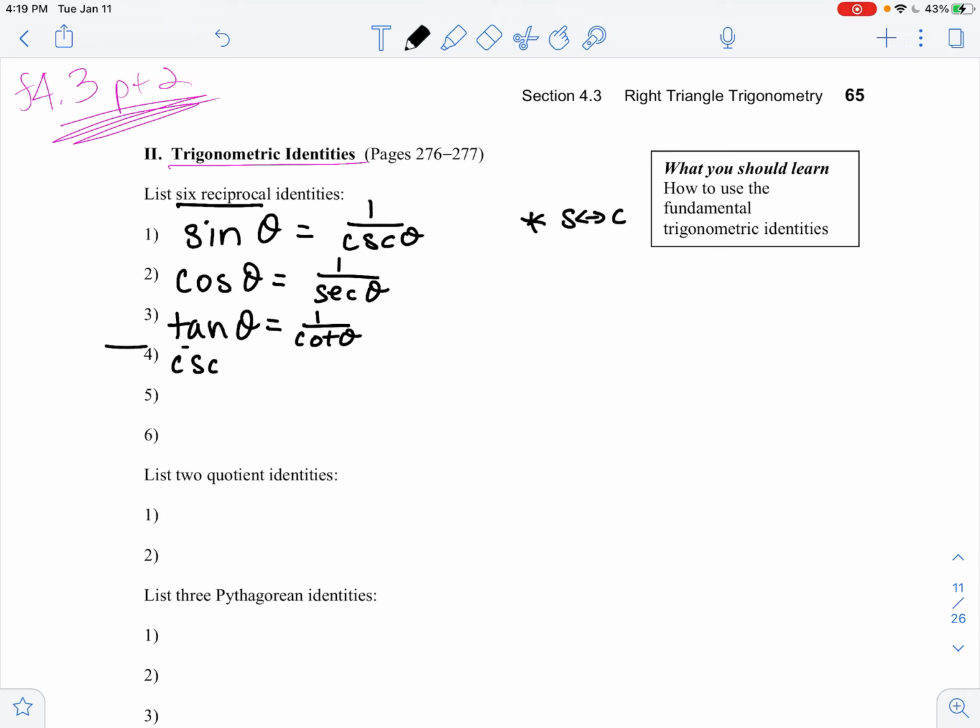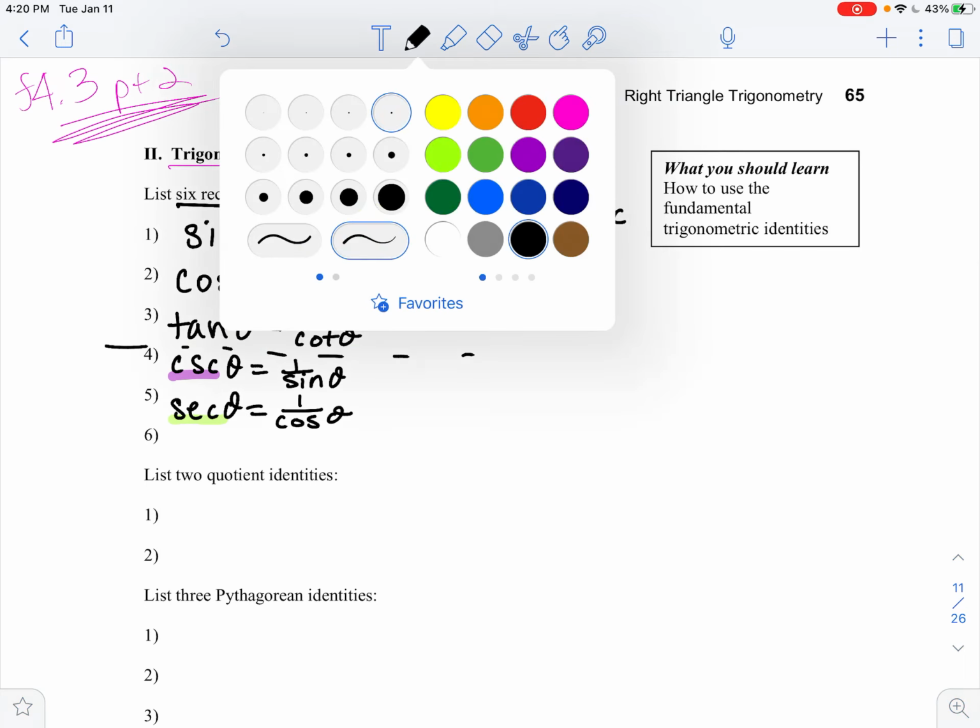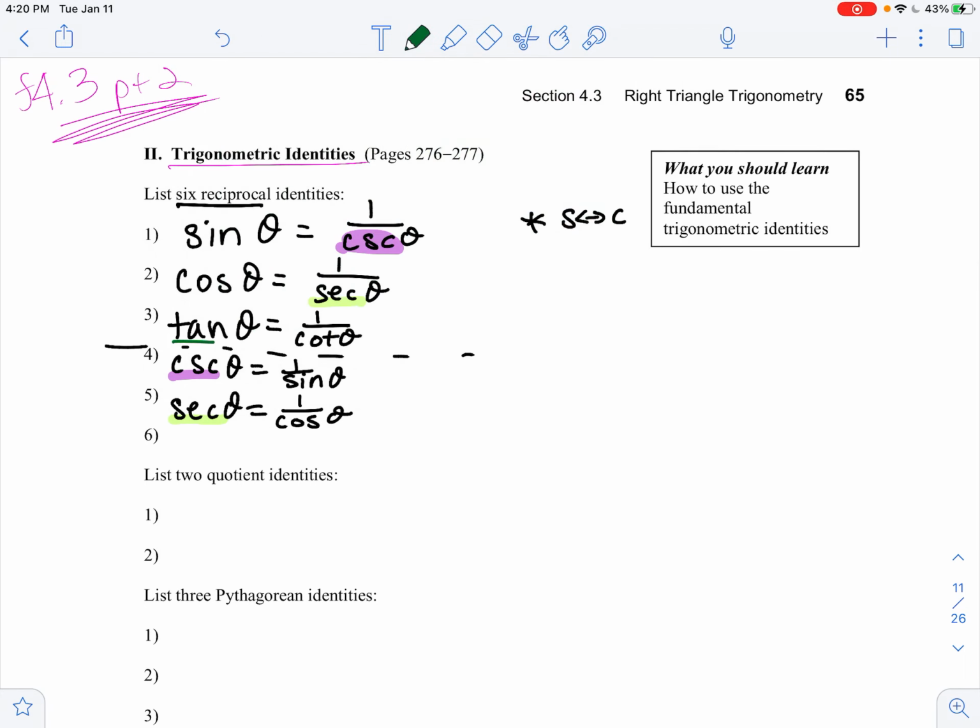Cosecant, so we're kind of repeating here, cosecant is the reciprocal of sine, 1 over sine. Secant, remember, secant right here is the reciprocal of cosine. And lastly, cotangent is the reciprocal of tangent.